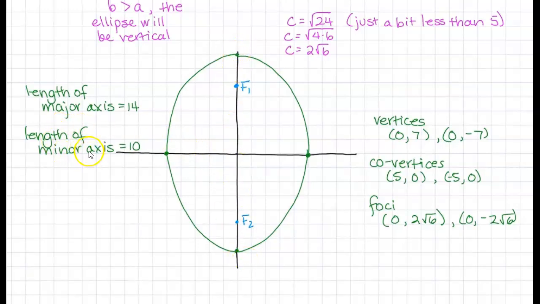14. The length of the minor axis, which is the shortest distance across the ellipse, that's 10. We can see the coordinates for the vertices, the coordinates for the co-vertices, and for the foci. And so there you go. So that's problem number 1. Number 2.